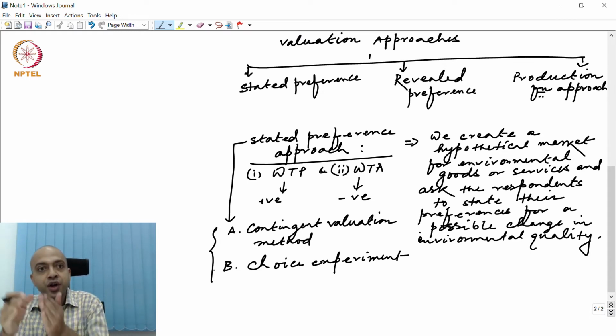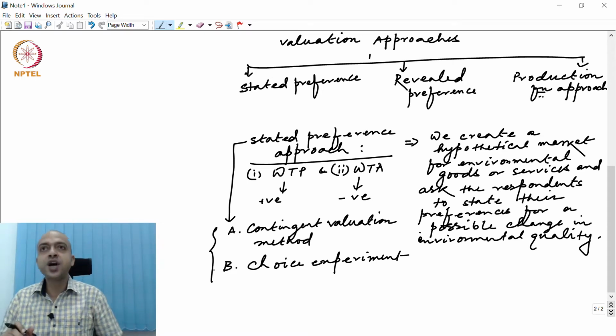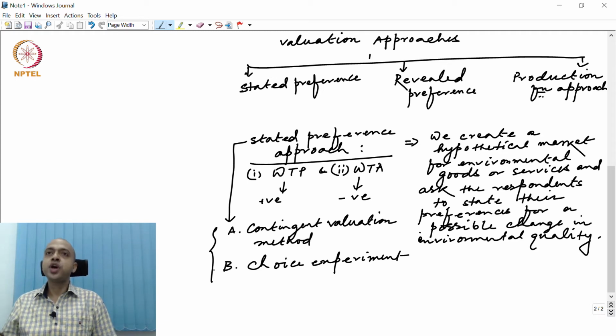And since this is not real payment, this is through a hypothetical market, we are asking a question about a potential payment. This is called stated preference. So they will only state their preference either by quoting their willingness to pay or willingness to accept. This is not a real payment that the respondents are going to make. They only state their willingness to pay or willingness to accept amount. So this is called stated preference approach, and there are two methods.